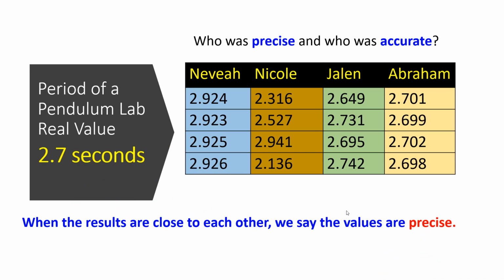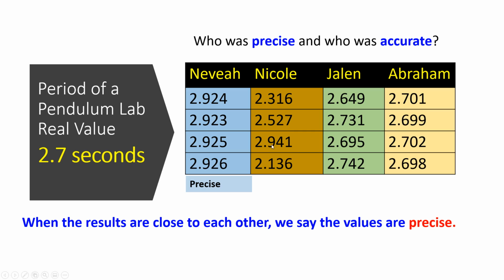When the results are close to each other, we say the values are precise. So now let me look at each student to determine who was precise. Here we have Nevea. All her trials are close to each other, which means her values are precise.